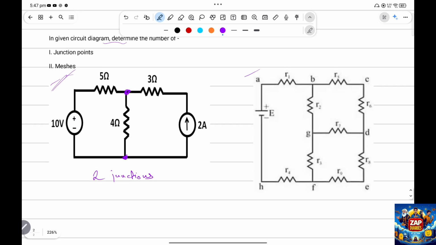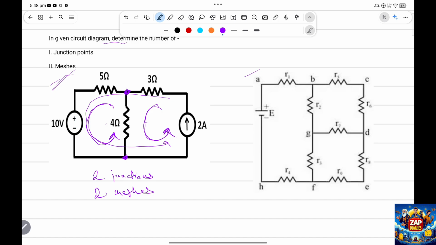And what is the number of meshes in the circuit? Yes, elementary forms of loops. So this is one loop, two loops, and the third loop we can't consider, because this bigger loop can be divided into two smaller loops. So there are two meshes. One is this one, the second is this one. So this particular network consists of two junction points and two meshes.